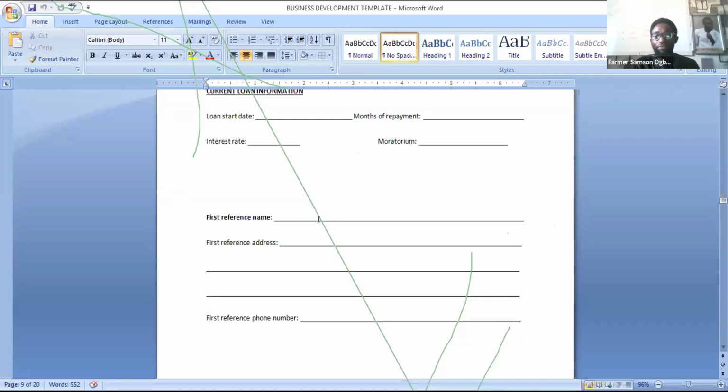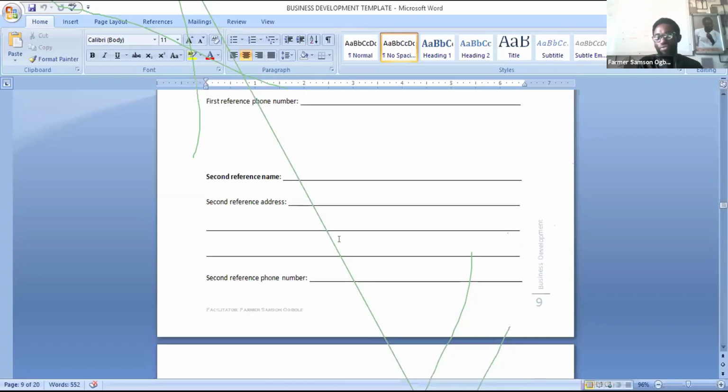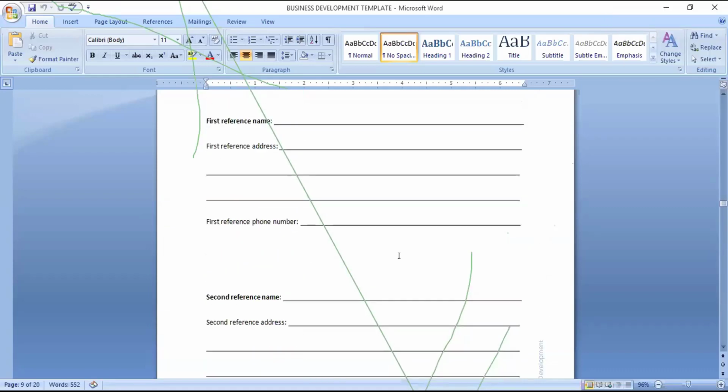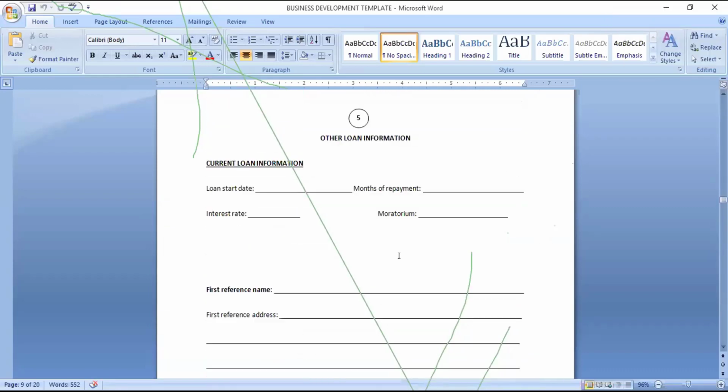Next, you are going to give a reference because you want to borrow money, the reference name, the reference address, the reference phone number. Very important. Their name, their address, their phone number. So you are going to provide 2 references, not just 1, 2 references. Any questions so far? I hope I'm not too fast. No question yet. All right. Go ahead. Thank you, ma'am.